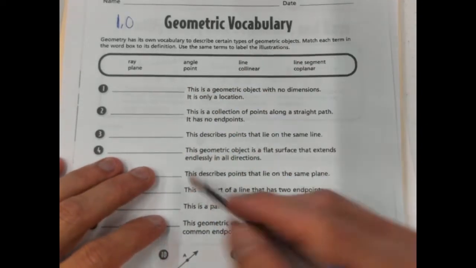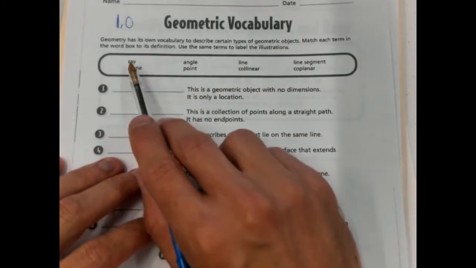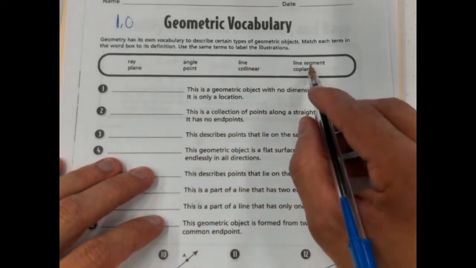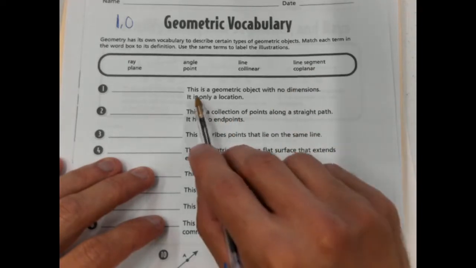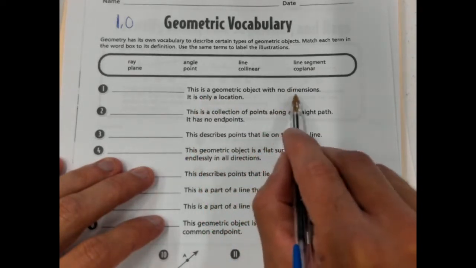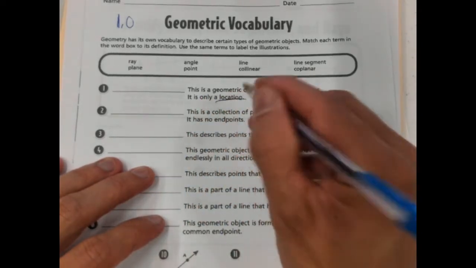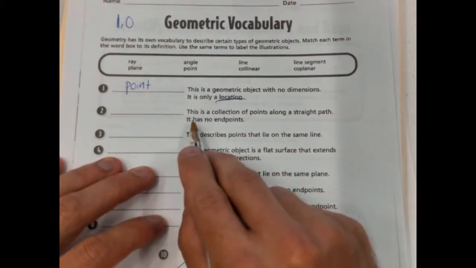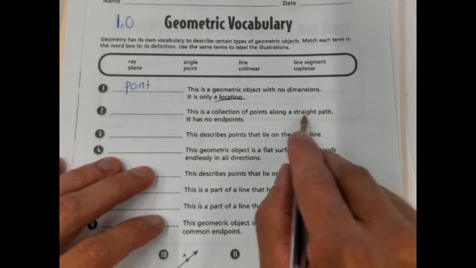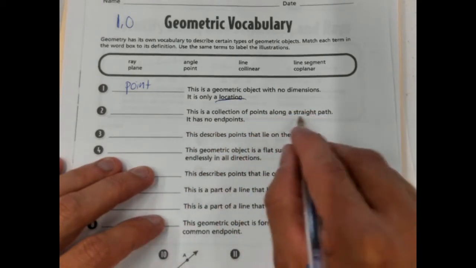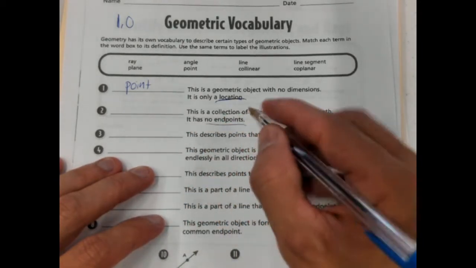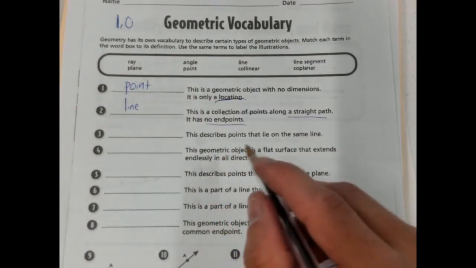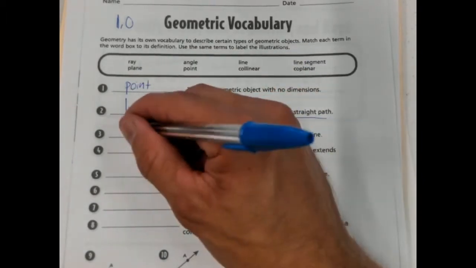Okay, so we're going to just go through this and match it up. So let's see, our 8 choices are ray, plane, angle, point, line, collinear, line segment, and coplanar. First one, this is a geometric object with no dimensions. It is only a location. That's the key word, location. That is going to be point. Okay. This is a collection of points along a straight path. It has no endpoints. Okay, so straight path, collection of points, no endpoints. That is line. This describes points that lie on the same line. That is going to be collinear.